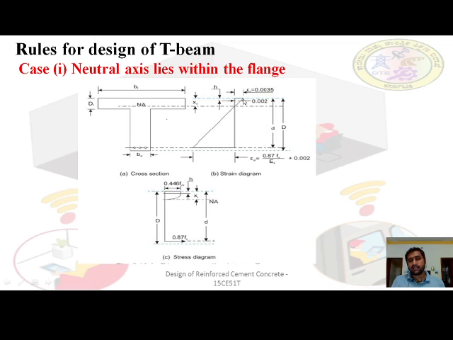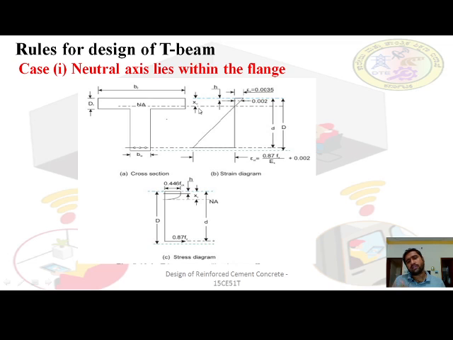It is rectangular from the 0.0035 strain level to the 0.002 strain level. In this region the stress will be in the rectangular shape, and the remaining portion will be in the parabolic shape. It will be non-linear. So once again, I was just explaining the stress variation. This stress variation will be almost similar for the T-beam as for a normal beam. So we'll see the neutral axis lies within the flange.